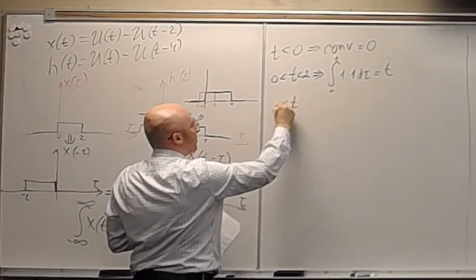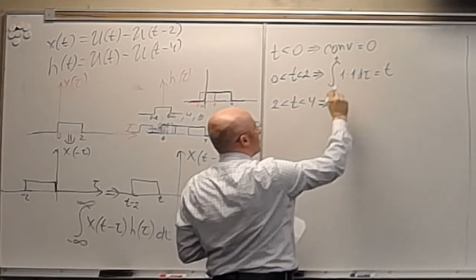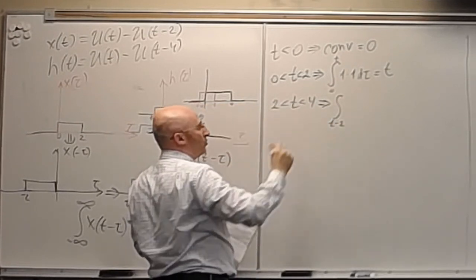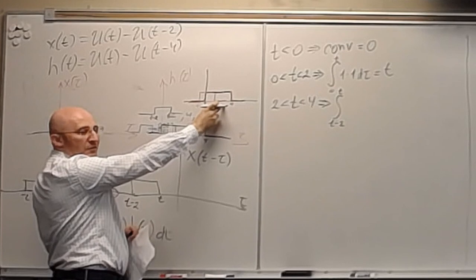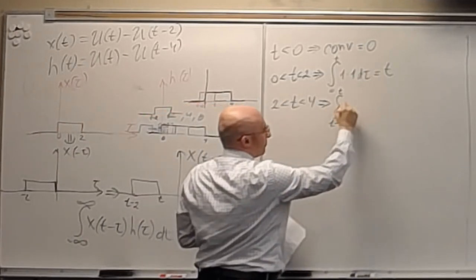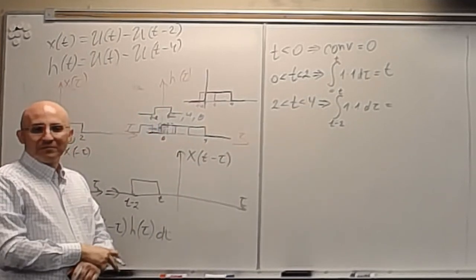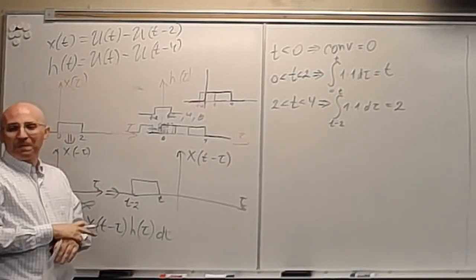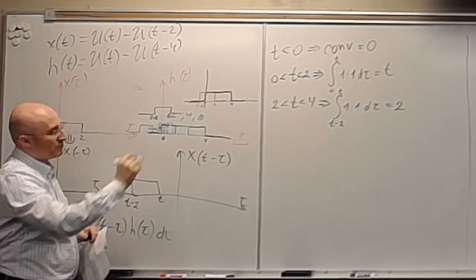So for t between 2 and 4, you basically get the integral from t minus 2 to t, because this is already inside of that thing. You're starting from t minus 2, ending at t, of 1 times 1, d tau. And what will be the area? 2. Constant. It doesn't matter which thing you choose, it's always flat. But it's still a function of time. It's two, but a function of time, so it's a constant line.